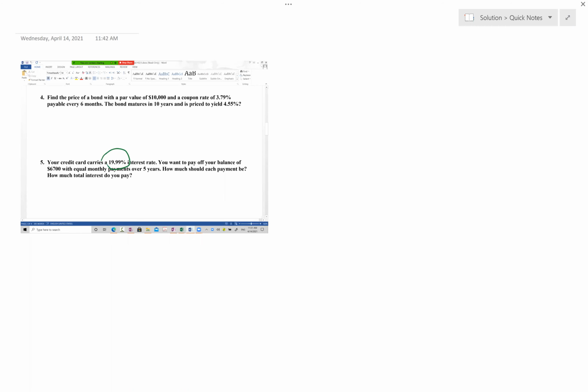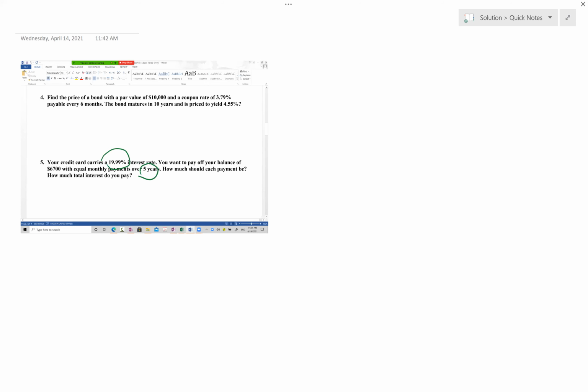And you want to pay off your balance of $6,700 with equal monthly payments over 5 years. So you decide to pay it off, right? You don't want to accumulate too much balance and affect your financial conditions later on. So how much should each payment be? How much total interest do you pay?